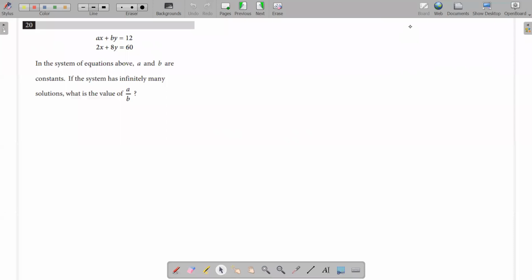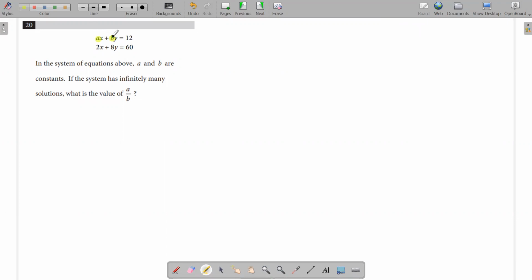Let's take a look at this question. Here we have a system. In the system, there are two values that we don't know, a and b. And here they say, in the system of equations above, a and b are constants. If the system has infinitely many solutions, what is the value of a over b?